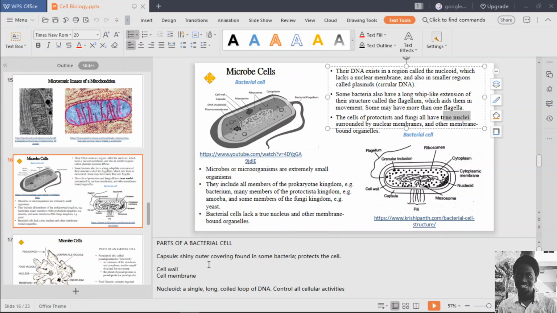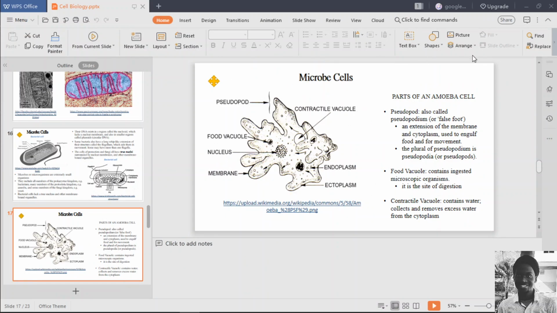The capsule is this shiny outer covering found in some bacteria, and it protects the cell from things like antibiotics and so forth. You have a cell wall, you have a cell membrane, and you have the nucleoid, which is a single long loop of DNA, and it controls all cellular activities in the cell.